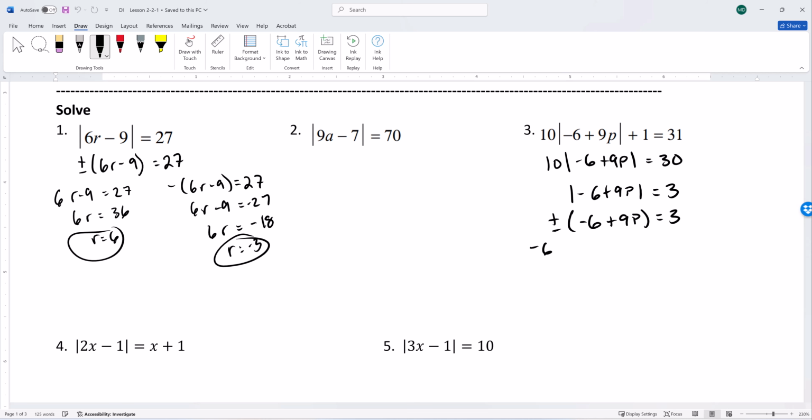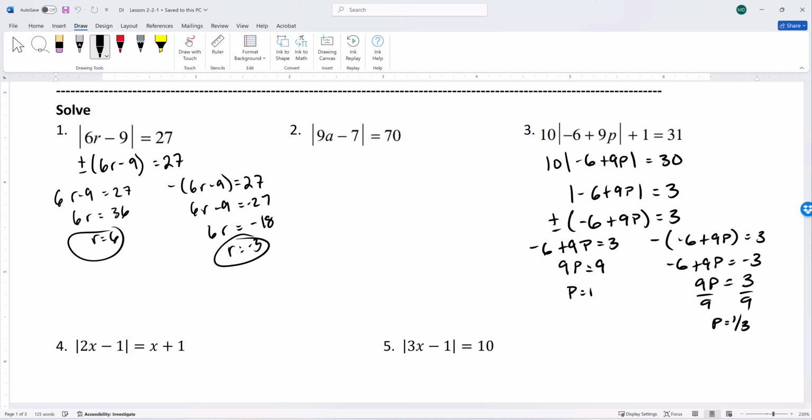So -6 plus 9p equals 3. And then -6 plus 9p equals 3. So add the 6. And then p equals 1. And then divide by the negative. Add the 6. Divide by the 9. So if I reduce it, you get 1/3.